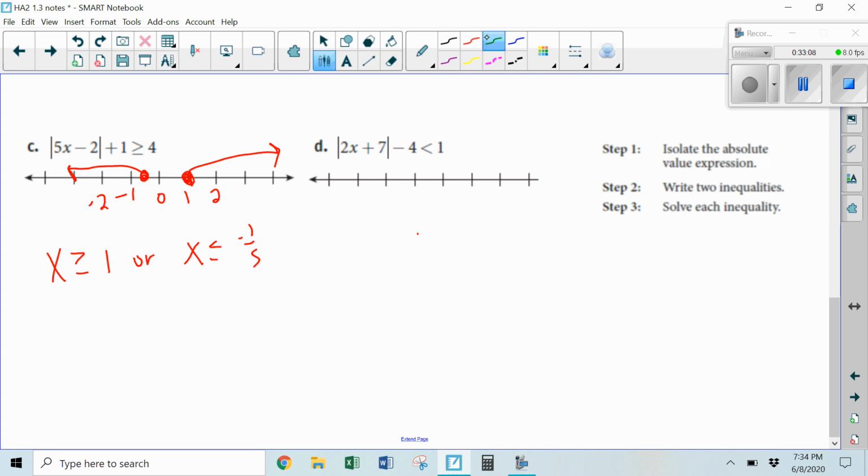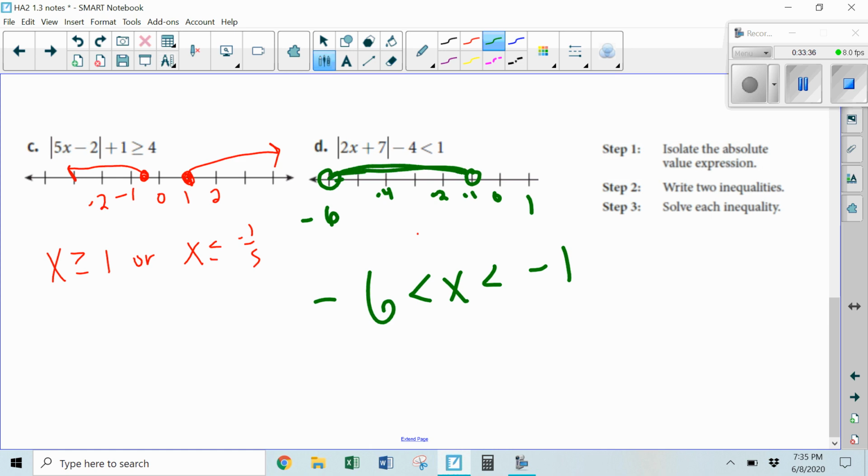Part D. This is what I get in my graph. -5, -4, -3, -2. Guess I'm only at -1. This should be an open circle because it doesn't say equal to. That's my answer.